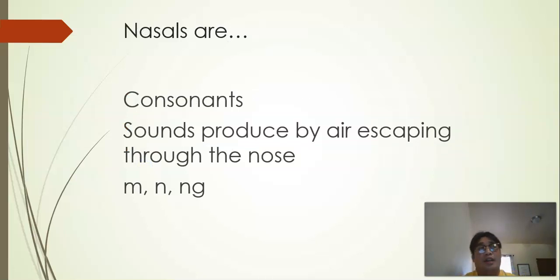Beginning, nasals. Nasals are all consonants. They are sounds produced by air escaping through the nose, hence the exercise of me closing your mouth. There are 3 nasal consonants, or 3 nasal sounds: M, N, and ng, which is a combination of N and G. Now, a little tricky. M and N are kind of straightforward, it's easy for you to do that. But some people may have trouble with the ng, especially if their first language does not have this sound.